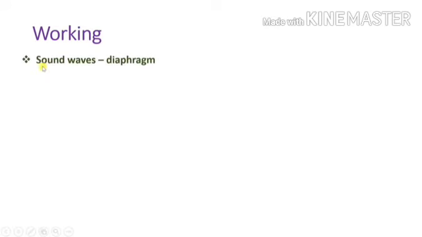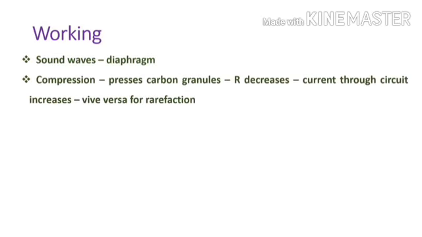So let us try to understand that with its working. When you apply sound waves, the diaphragm will oscillate. During oscillation there will be two processes, condensation and rarefaction. Condensation means compression. During compression, it will press carbon granules which will decrease its resistance, and decrease in resistance will increase current through the circuit. And during rarefaction, there will be less pressure on carbon, that will increase resistance, and increase in resistance will decrease current through the circuit. So this is the basic case which is happening.